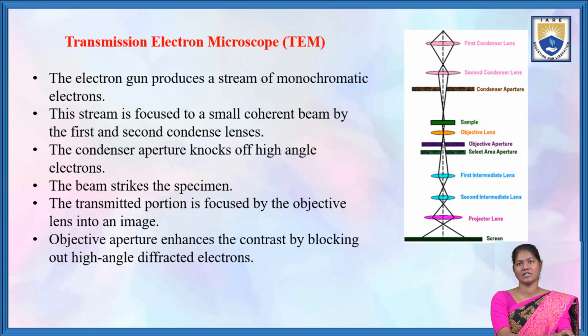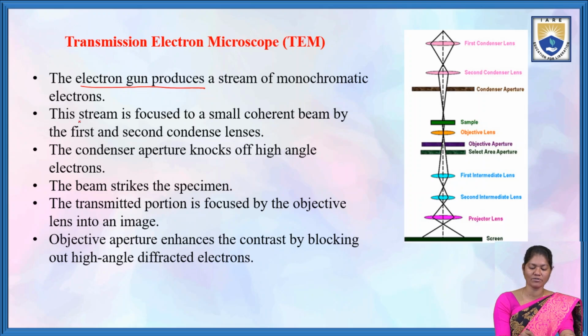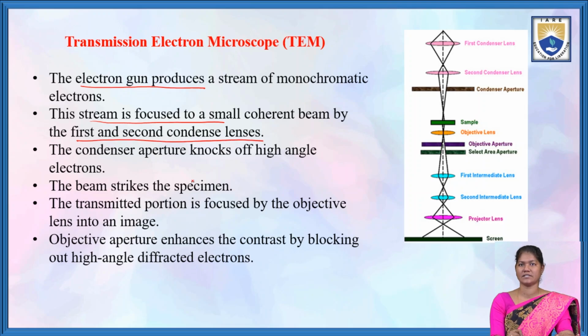So, how does the TEM work? Working of the transmission electron microscope: here we need an electron beam, so we use an electron gun to produce a monochromatic beam of electrons. This stream of monochromatic electrons is focused to a small coherent beam by the first and second condenser lenses. The condenser aperture knocks off high angle electrons.